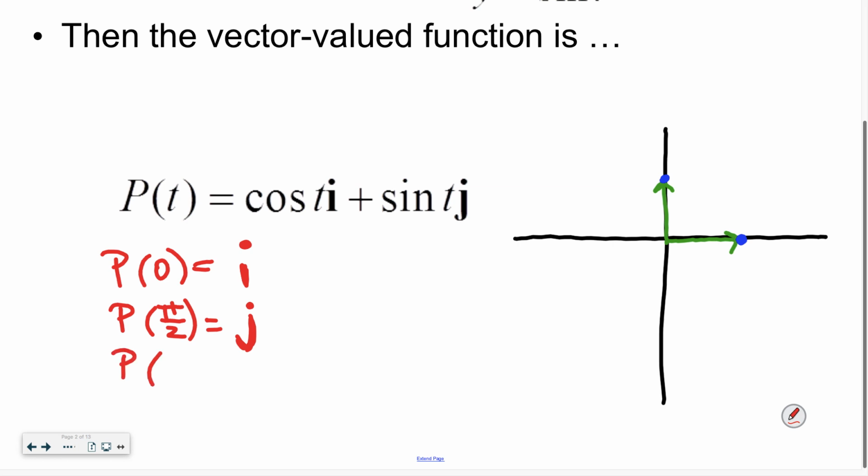What about when we plug in pi? Richard, what's our vector?